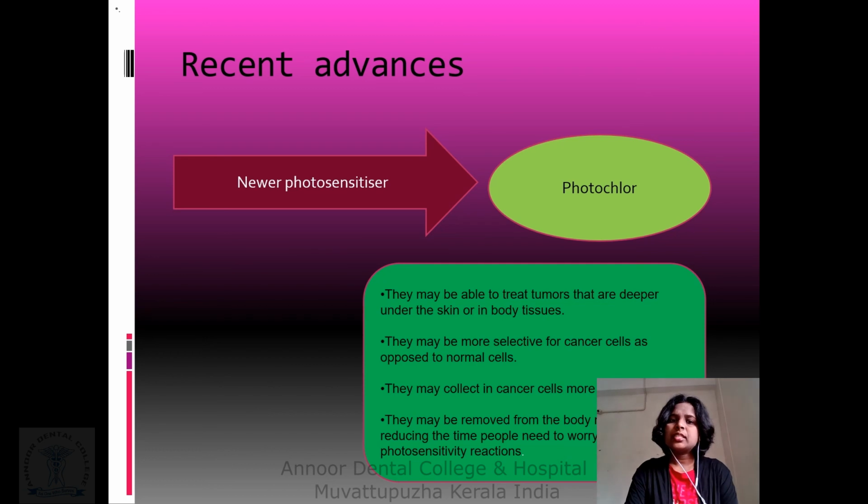There are certain recent advances. A newer photosensitizer, Photogem, was added. They may be able to treat tumors that are deeper under the skin or body tissues. They may be more selective for cancer cells as opposed to normal cells. They may collect in cancer cells faster and be removed from the body sooner, so the photosensitivity reaction is less of a worry for people.